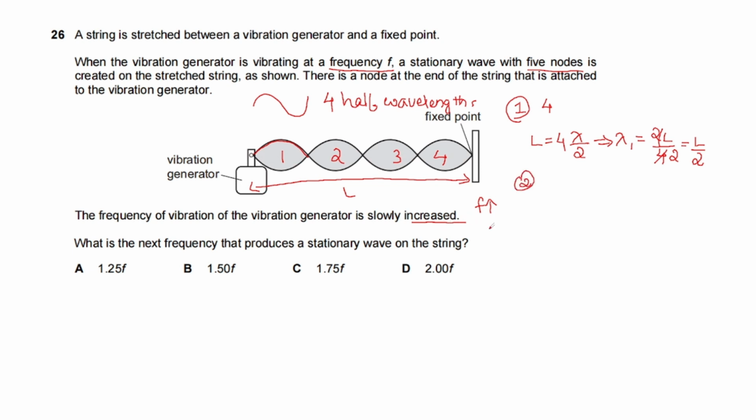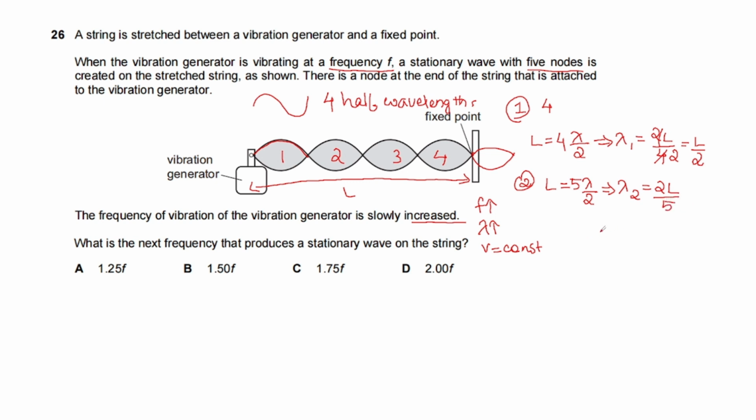Then we can change to the second condition. Now the frequency is increased. As the frequency is increased, the wavelength decreases because the wave speed stays the same. At this condition, we will have 5 half wavelengths. One more half wavelength would be here as the stationary wave is formed. In this whole length we'll have 5 half wavelengths, and we can rearrange to find the second wavelength, which will be equal to 2L over 5.